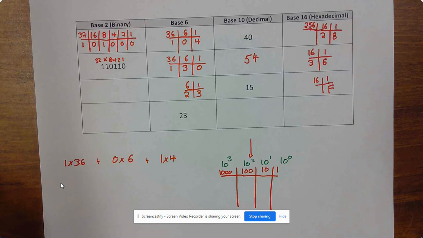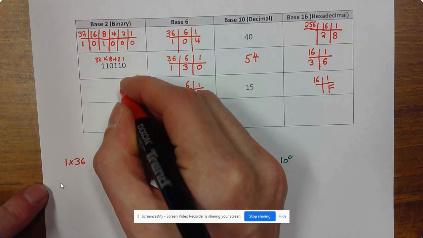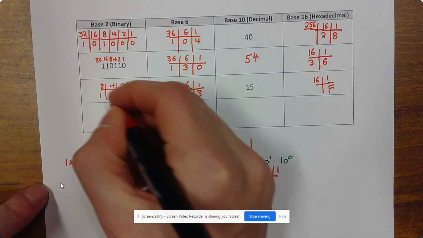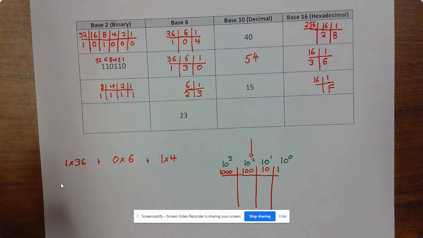In binary, I'm going to need up to my 8s column. This is going to be a 4-digit number. I don't need my 16s column because 16 is bigger than 15. So each place value represents a power of 2, so I can fit in 1 8, 1 4, 1 2, and 1 1. And if I expand that out, 1 times 8 plus 1 times 4 plus 1 times 2 plus 1 times 1. So the number 1111 in binary actually takes 4 digits just to write the number 15. The last one is we're going to convert from base 6.